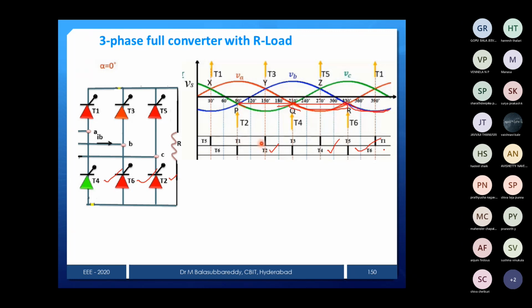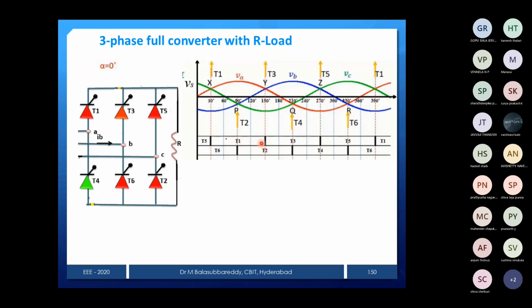Then again what will happen? T2 will conduct. So before T2 comes T6, no? Or you can see here this one is the B phase. B phase is more negative in this duration, so who will conduct? VB, which means the lower group. So T6. That's why we represented T6 like that. It is a very simple way to represent firing pulses. For the duration, the more positive phase you represent with T1, T3, T5, and the more negative with T2, T4, T6.